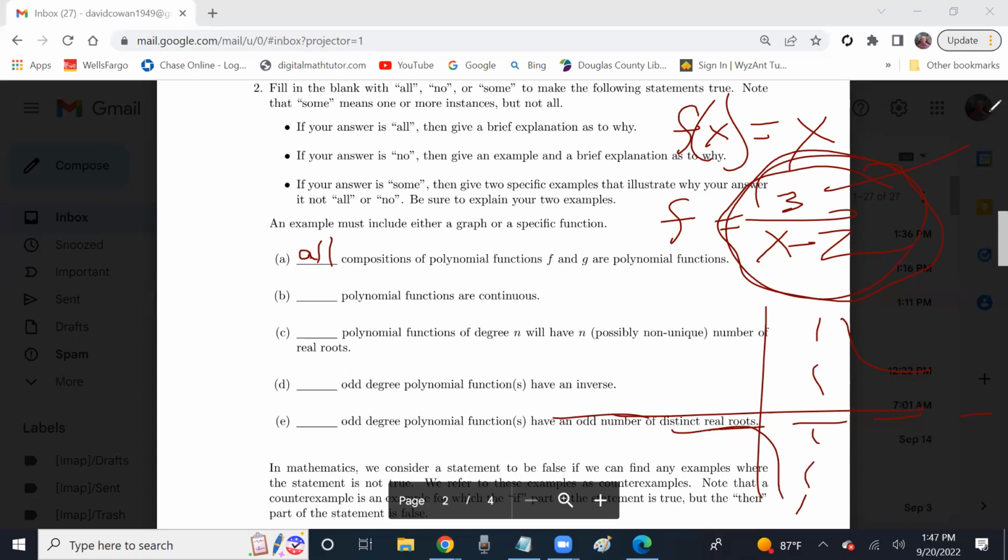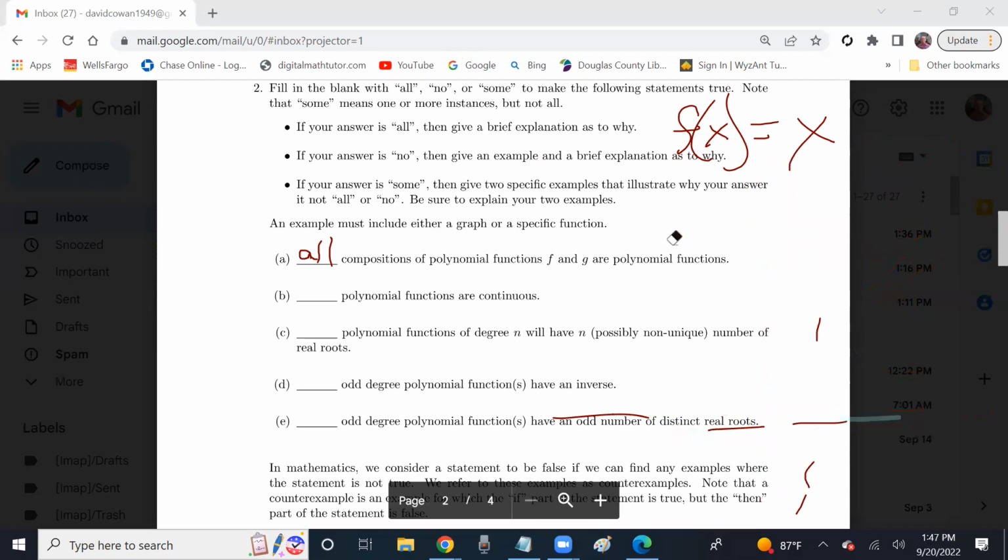When you're dividing by x, in other words, if you have x to the -1, that is not a polynomial. If I put this function right there, that's 1 over x, but it's not a polynomial. These exponents have to be positive whole integers for it to be a polynomial. Correct. So again, I'm going to say all. And again, the explanation is the same one. Couldn't find one that wasn't.